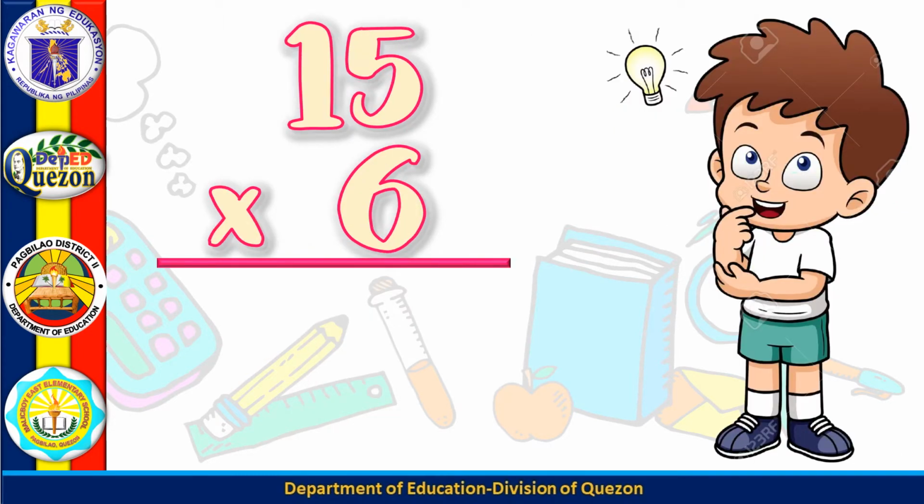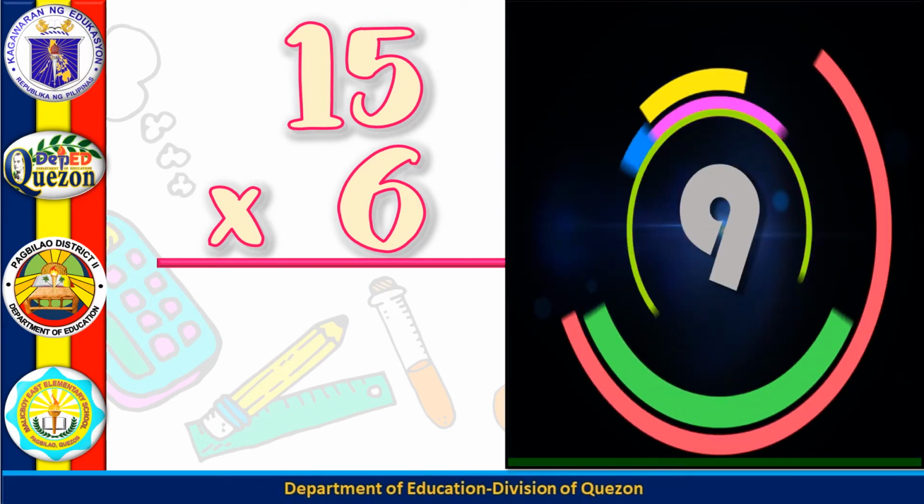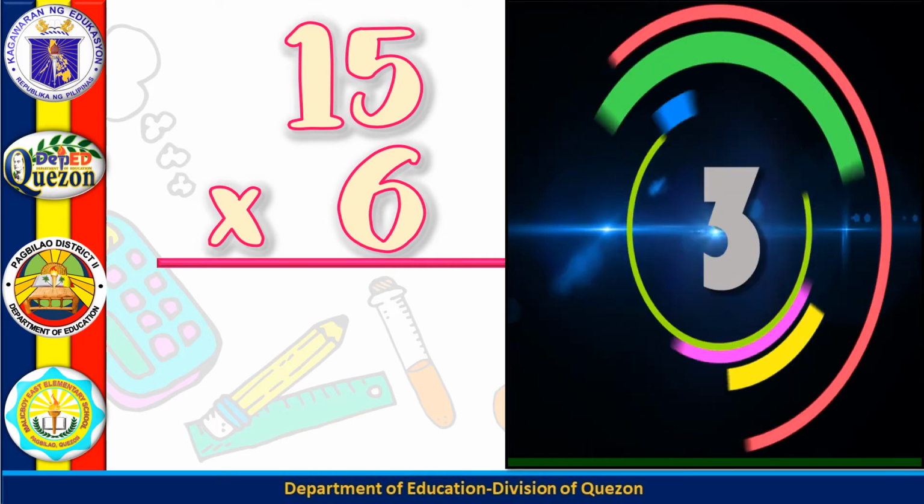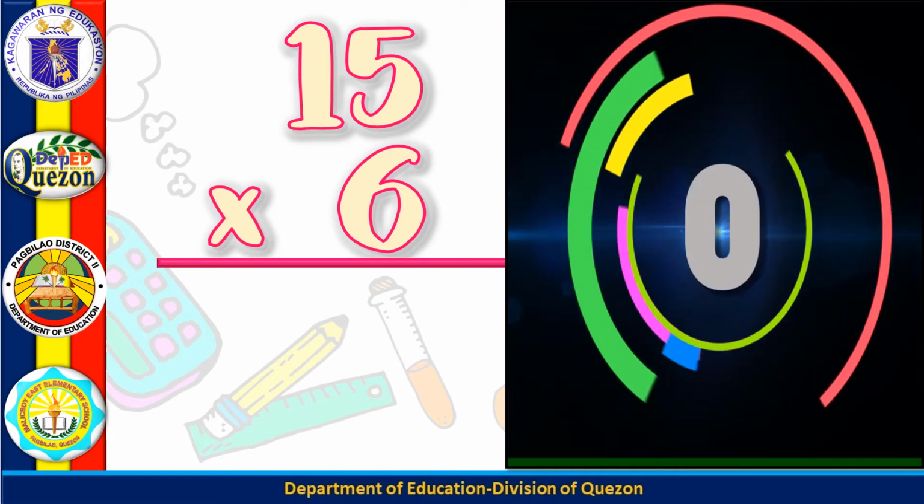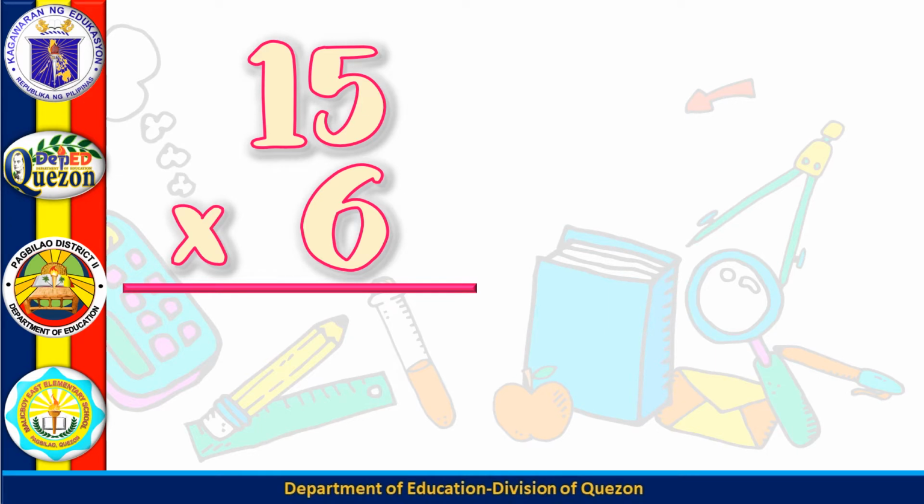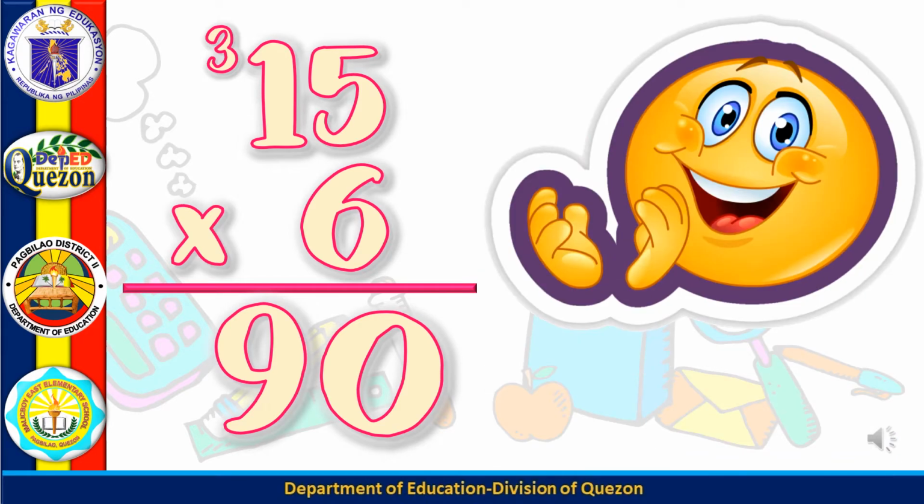15 times 6, what should be the answer? Time's up. What should be the answer in 15 times 6? First, you will need to multiply 6 times 5 is equals to 30, carry 3. 6 times 1 is equals to 6 plus 3 is 9. So the answer is 90.